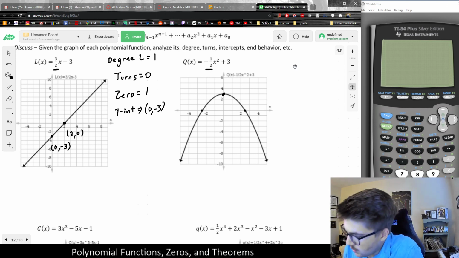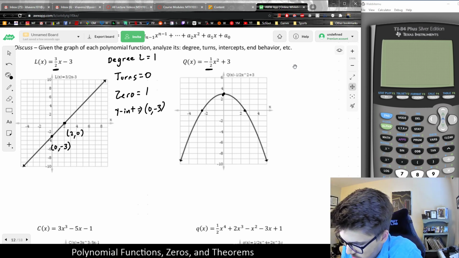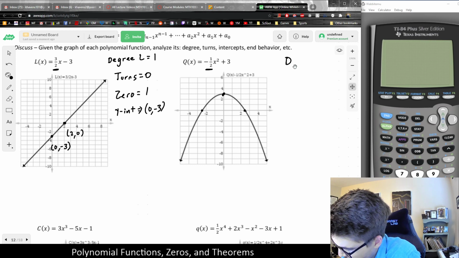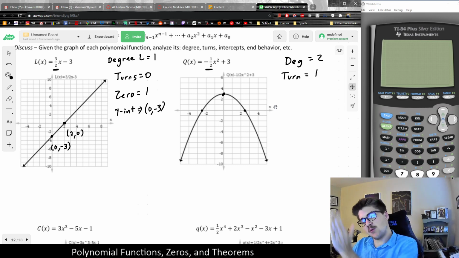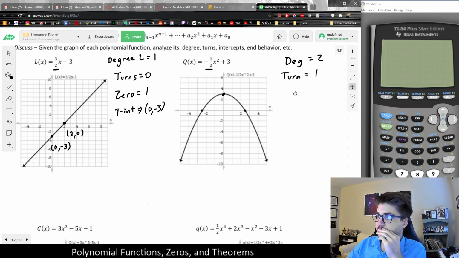But anyways, so in this polynomial, the degree is 2. Let's just kind of sketch down some of these things. Degree is equal to 2 here. The number of turns is just 1, because at the vertex, it's not moving straight. It's turning towards the right. And obviously, a parabola that's facing the other way would be turning towards the left instead.